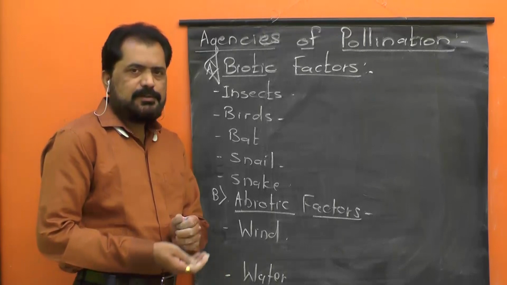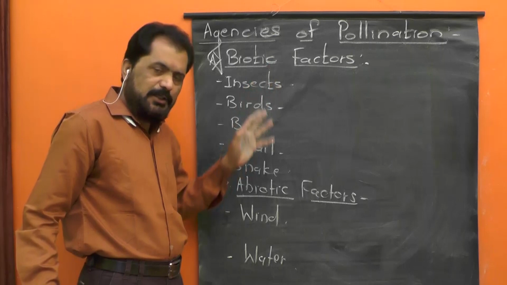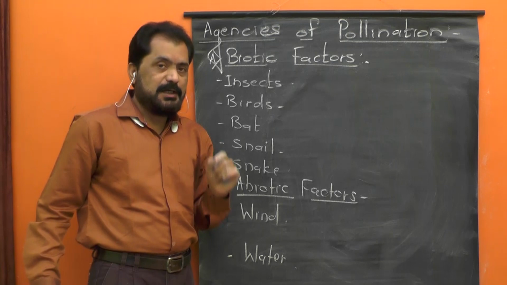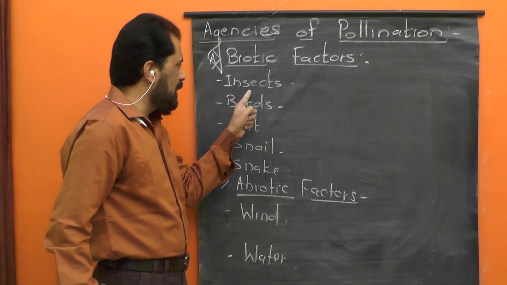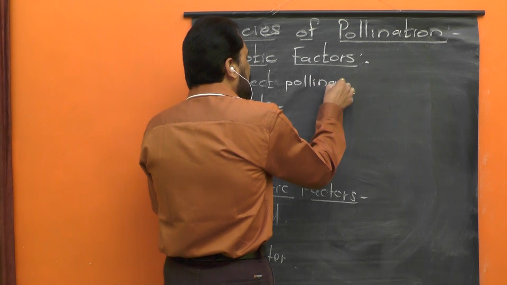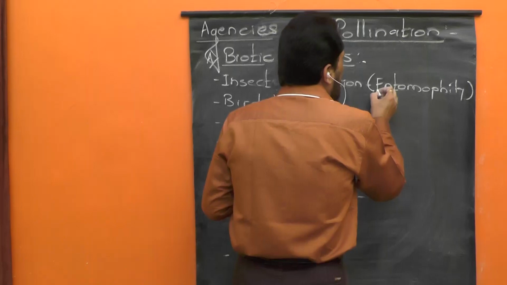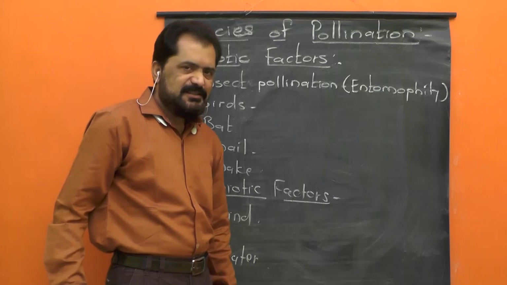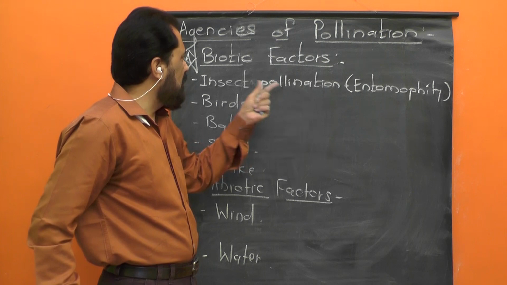So here we have started the study of different agencies of pollination, meaning the different living and non-living agents which bring about cross-pollination, which help in the transfer of pollen grains from one plant to another. Let me tell you, when pollination is carried out with the help of insects, it is called insect pollination or entomophily. Here entomos stands for insects and philine stands for to love. Actually here the meaning is pollination carried out by means of insects, known as entomophily.